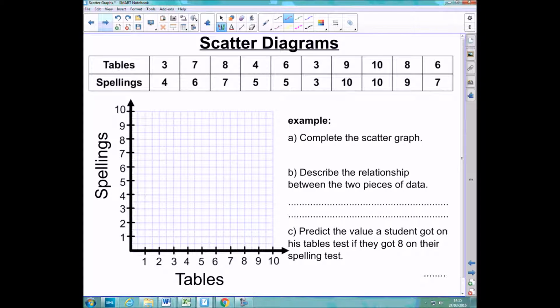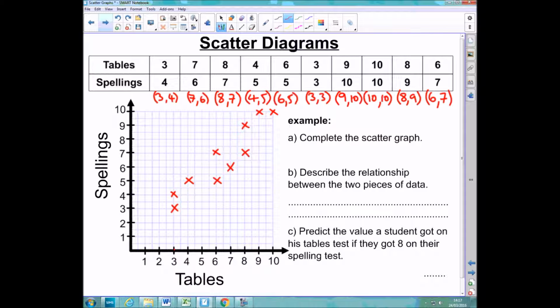What we're going to do here is plot each of these bits of data as coordinates. The first one is a coordinate of 3, 4. So 3 on the tables and 4 on the spellings. If we go across to 3 on the tables, go up to 4 on the spellings, we put a cross here. The next one would be 7 on the tables and 6 on the spellings. So again, we go along to 7 and up to 6. The next one is 8, 7. So across to 8 on the tables, then up to 7 on the spellings. And we can do this for all of them. I'll just put all of them on now.